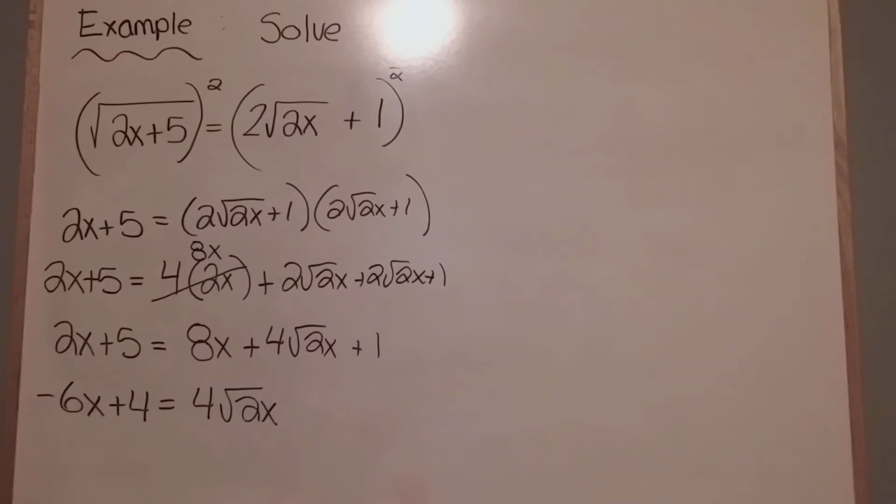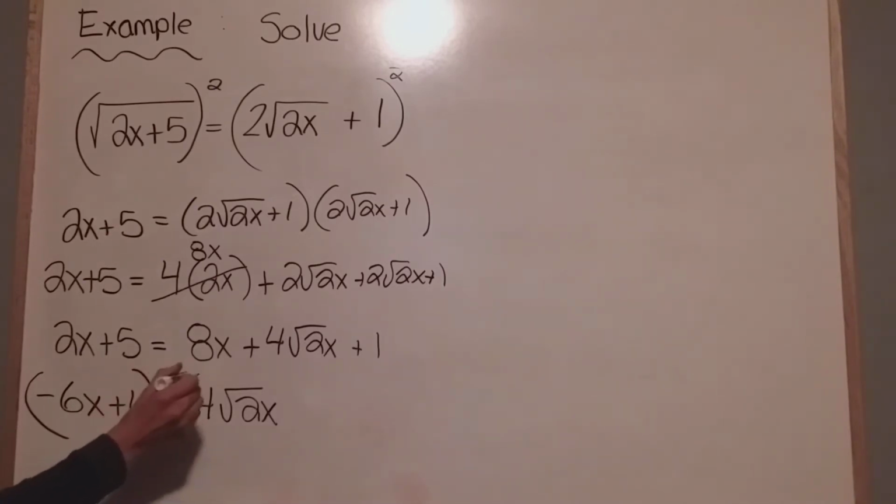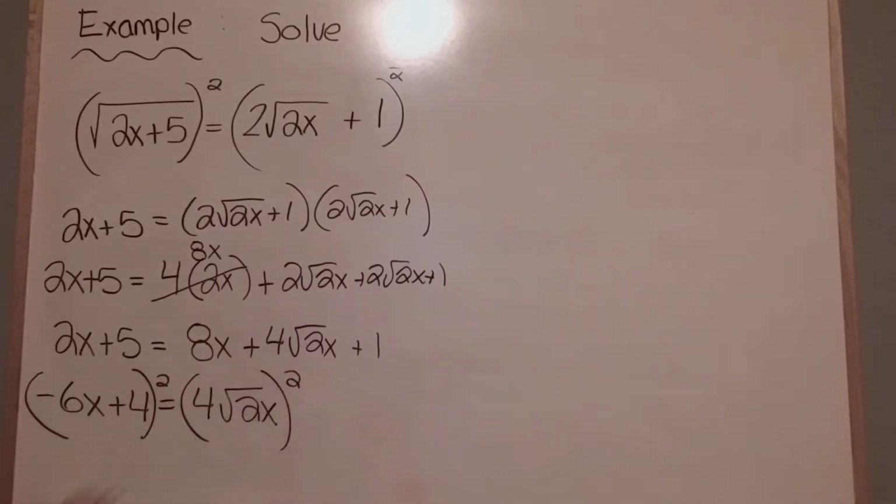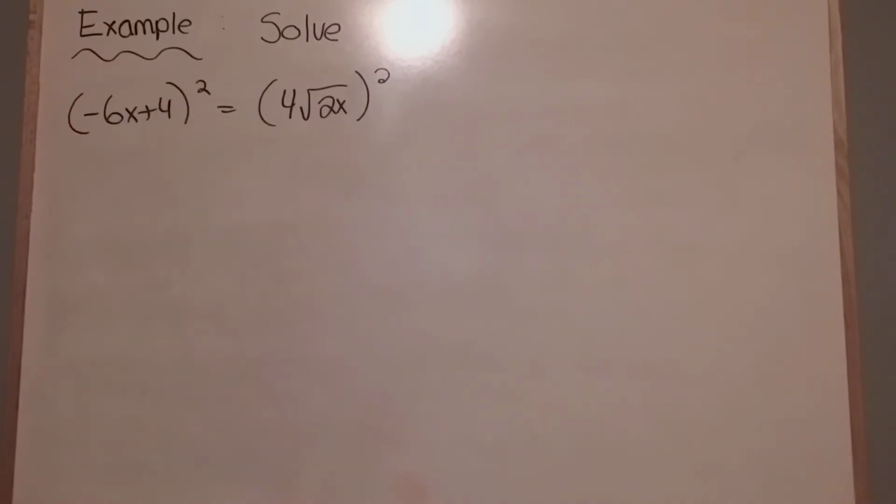So then some kids would ask, can I divide by 4? You can, but 4 doesn't go evenly into 6, so I would leave it. So this one, the difference here is now I have to square again. I have to square this, and I also have to square this. Once I square this, remember squaring this means you're FOILing. Now I have negative 6x plus 4 squared is equal to 4 root 2x squared.